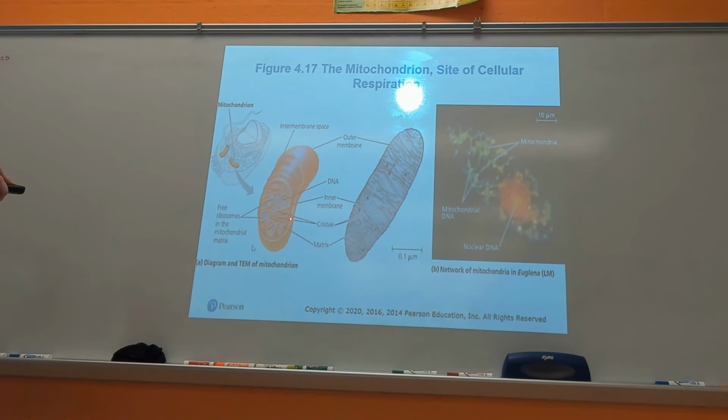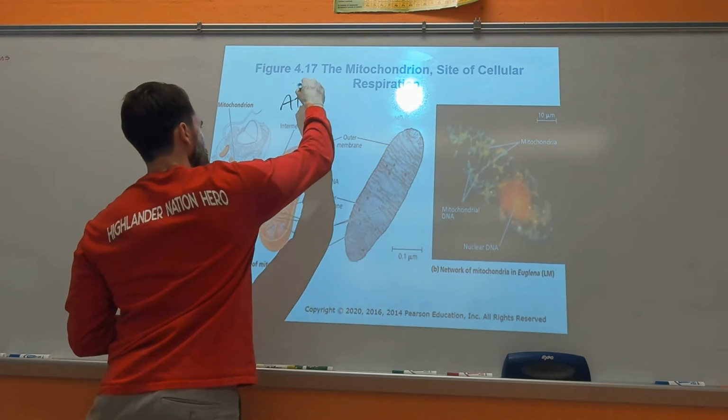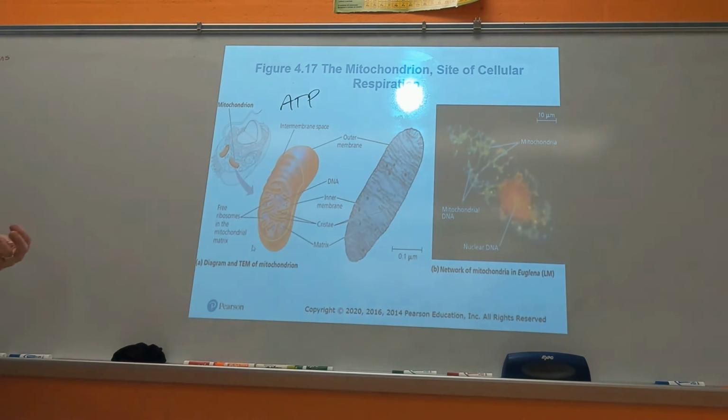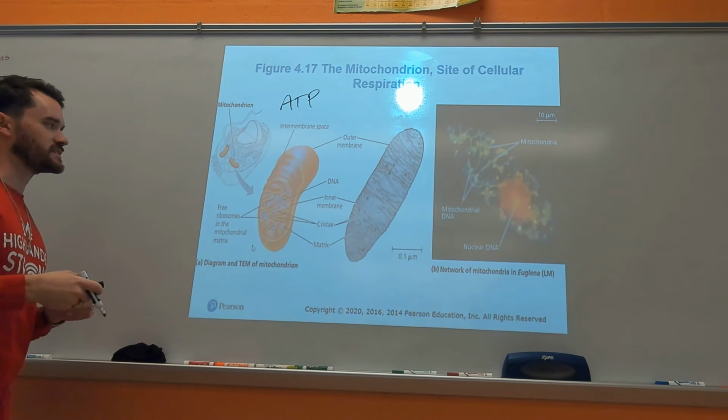All along the folds we can have enzymes, where in the mitochondria's case, those enzymes along the folds can be used to make ATP. If it's the chloroplast, we could use the folds of the chloroplast to do photosynthesis.